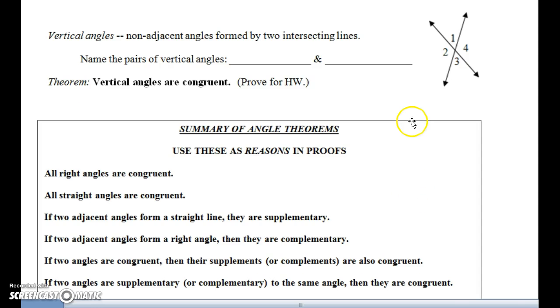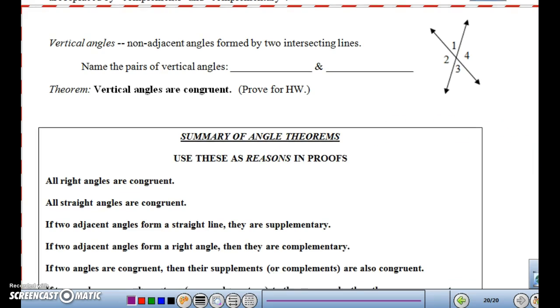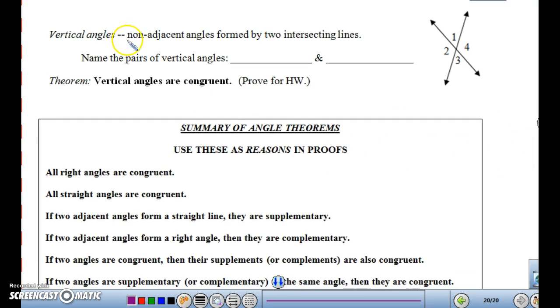Our new theorem has to do with vertical angles. So we have a definition here. Vertical angles are non-adjacent angles formed by two intersecting lines. When you intersect lines, you end up with two pairs of vertical angles. Here are your intersecting lines. There are 4 angles numbered here. They are non-adjacent. They're not next to each other. They're formed by intersecting lines. So if I have angle 1, what angle is non-adjacent to angle 1 in those intersecting lines? Well, it would be number 3.